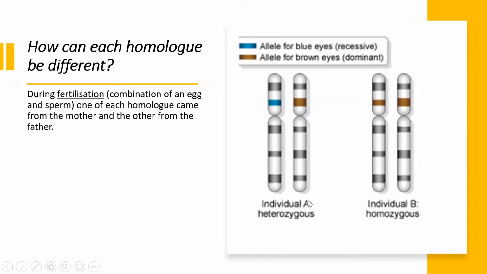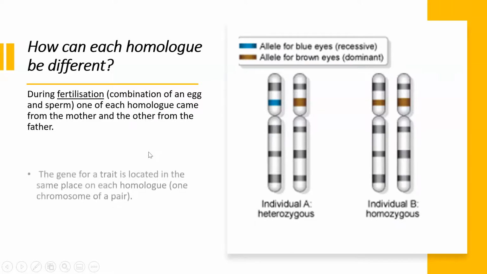If we look at the diagram here, we've got two chromosomes. We know that one is the paternal, one is the maternal. So one's come from the mother, one's come from the father. And this occurs during fertilization when the sperm and egg combine. So how does this make the difference?